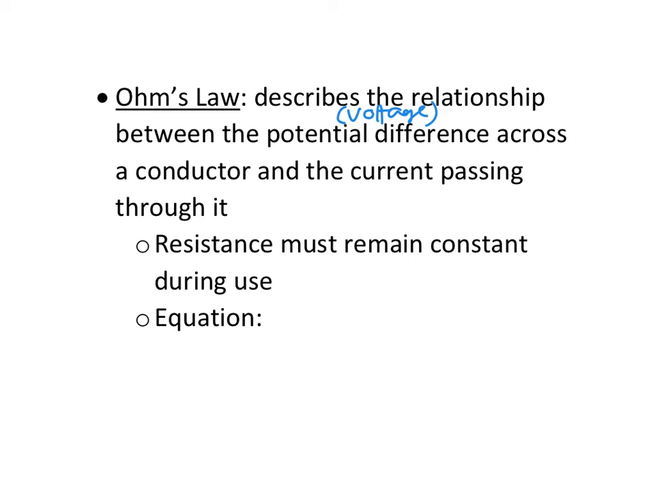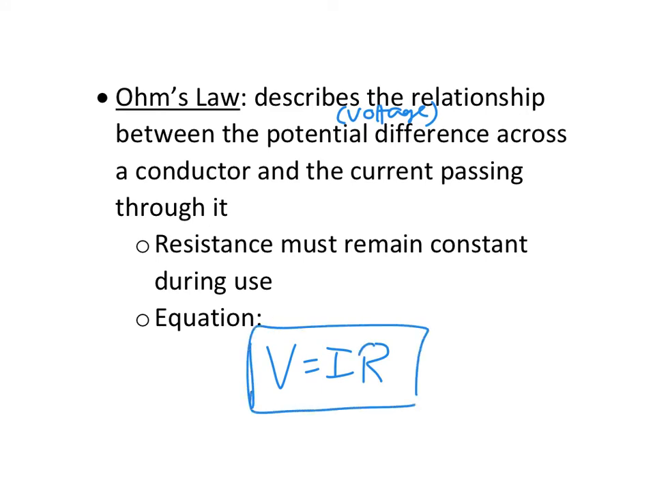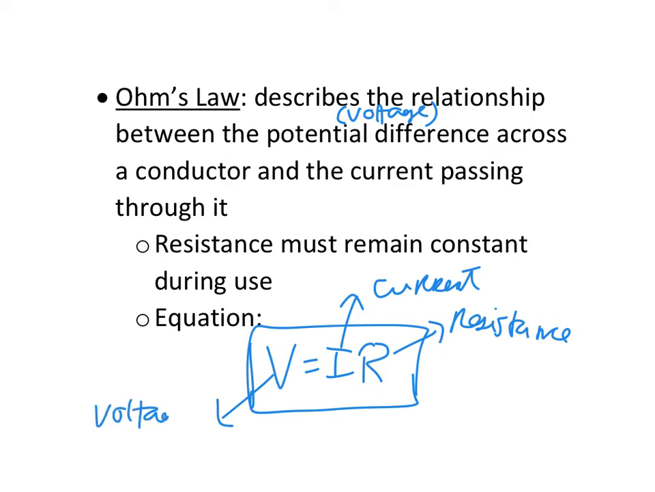Obviously, it's a conductor because conductors are the only materials through which electrons can move, so you can't really have a current through an insulator. The resistance is going to remain constant during use, and the equation for Ohm's law is V equals IR, where R is resistance, I is current, and V is voltage, or potential difference, or EMF. So again, you'll see all three of those used interchangeably.